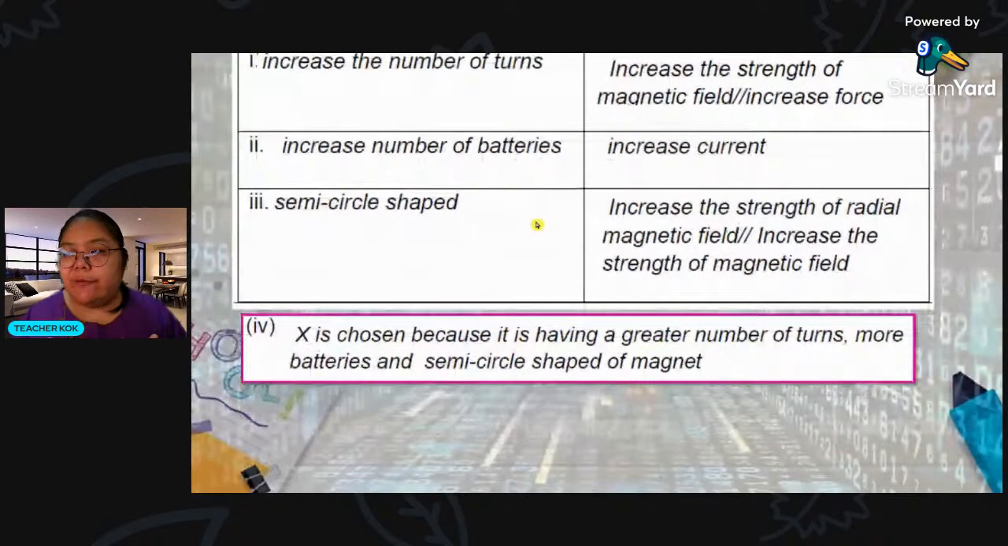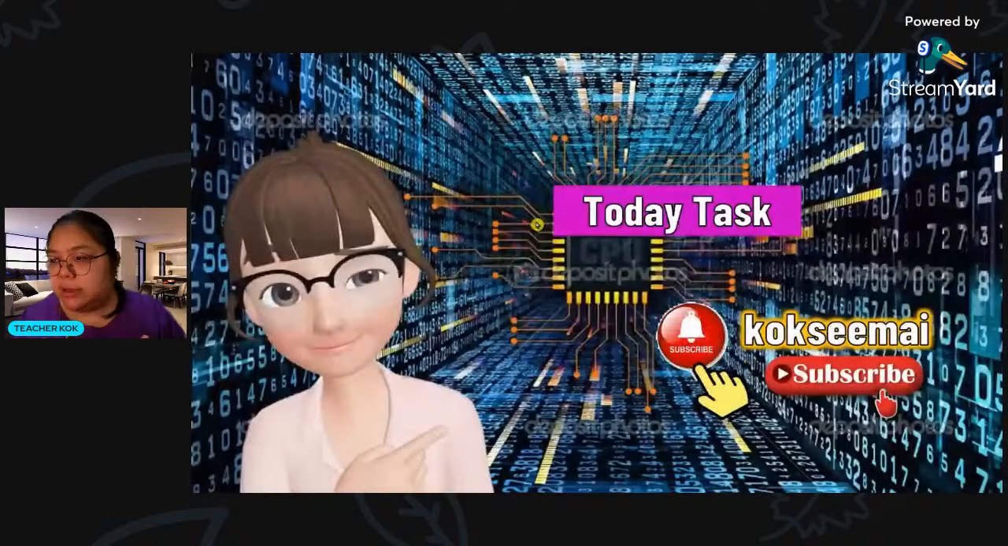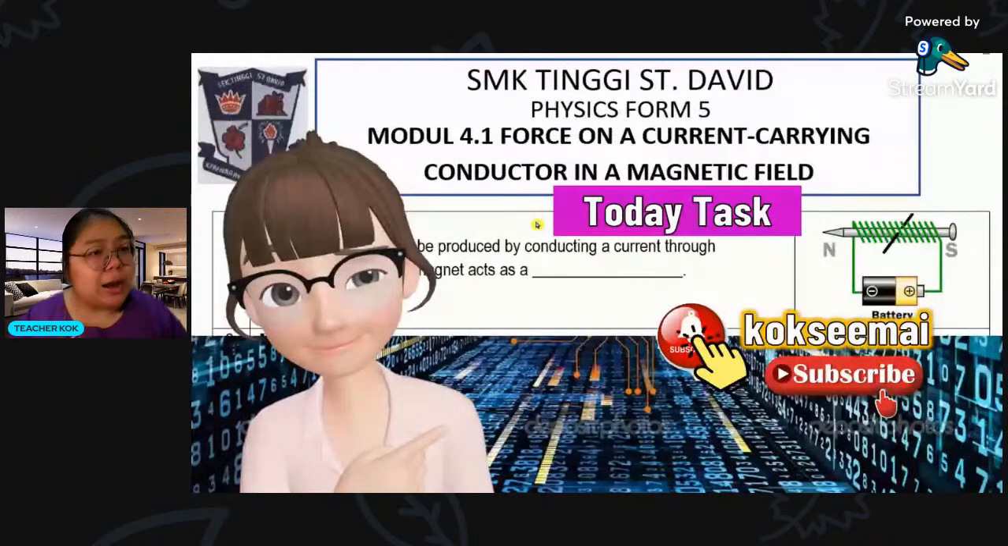So our lesson is just until this part. What you need to do is, I have sent this module in the Google Classroom. You need to download it and also solve the tutorial questions. After that, no more.